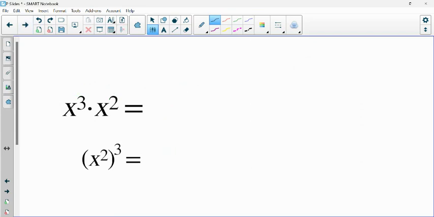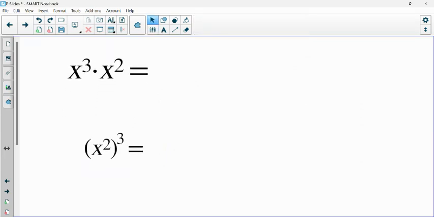All right, so if I have x to the third times x to the second, remember, what do I do with those exponents? I add them, so I get x to the 5th.